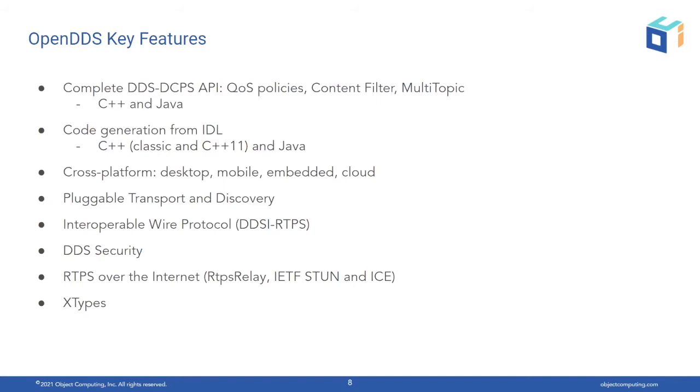OpenDDS features support for the interoperable wire protocol, DDSI-RTPS, so it can interoperate with other DDS systems that also support this standard from the Object Management Group. OpenDDS supports DDS Security, so these interactions on the network can be encrypted, and the authentication and access controls that go along with that are provided. OpenDDS provides features for running the RTPS protocol over the internet, including these three features listed here: the RTPS relay and support for the IETF STUN and ICE protocols.